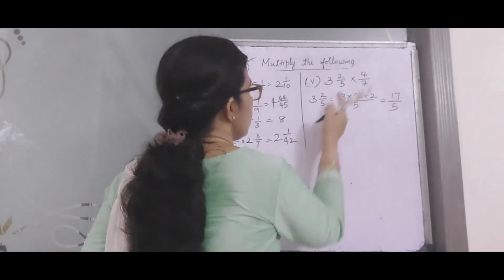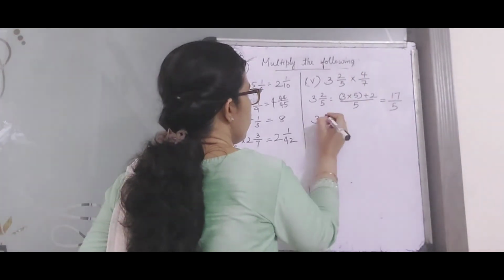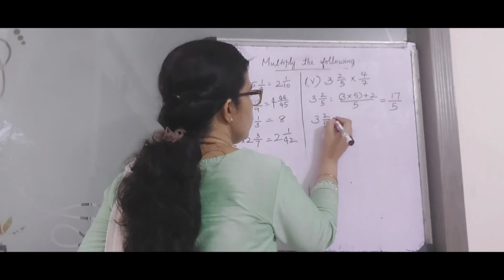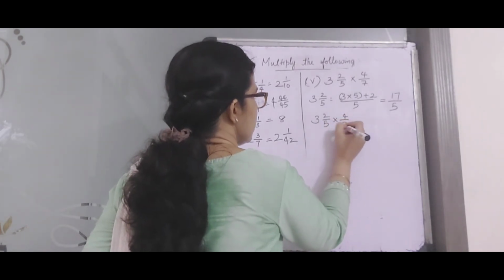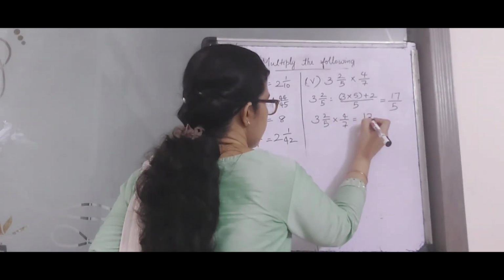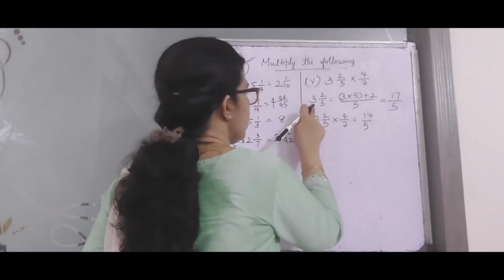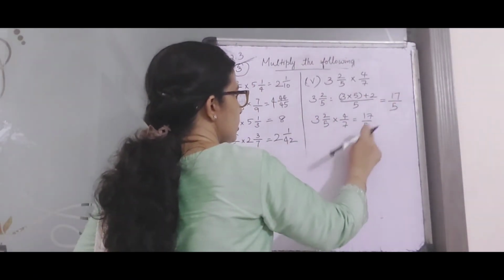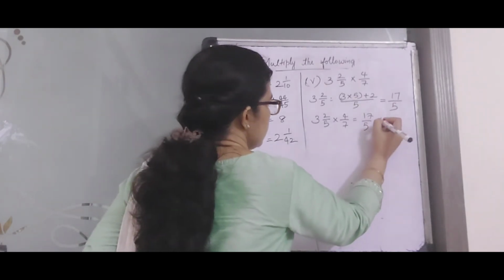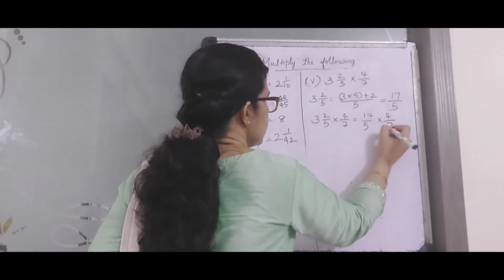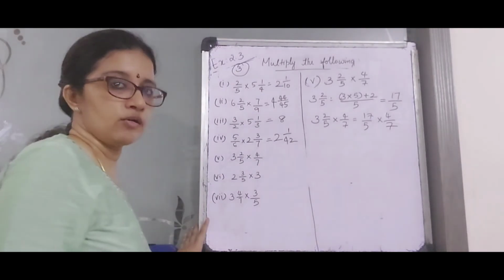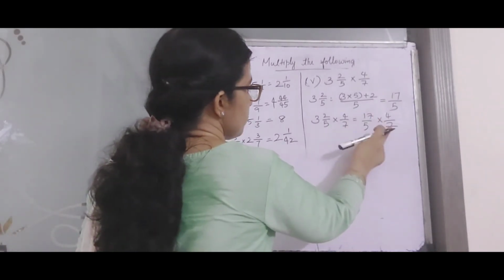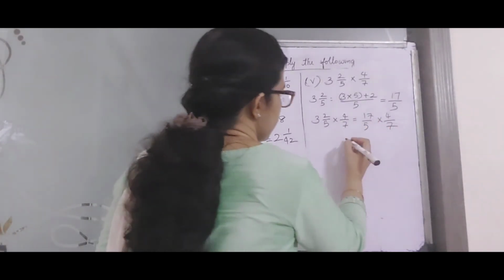Okay. Now what is the question? 3 2 by 5 into 4 by 7, which can be written as 17 by 5. We got 3 2 by 5 is equal to 17 by 5. So if we substitute it here, 17 by 5 into 4 by 7. Okay. So there is no common factor between the denominator and the numerator.